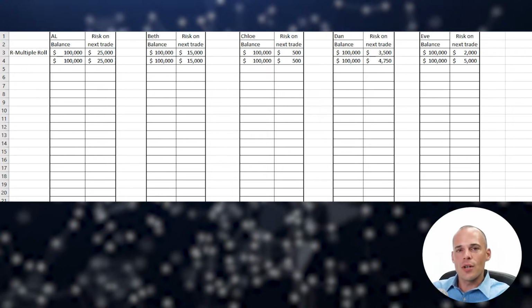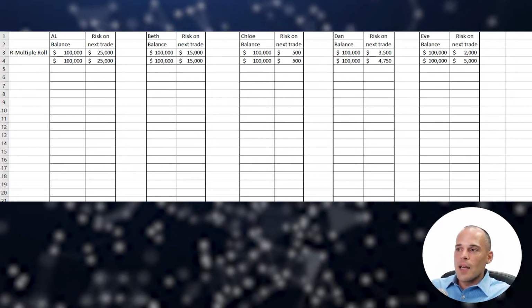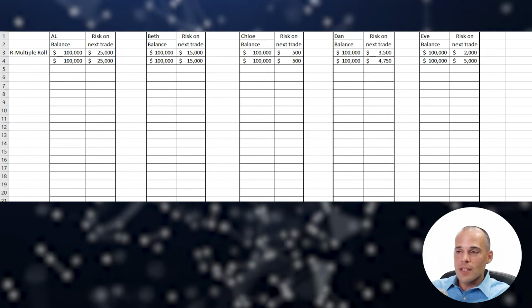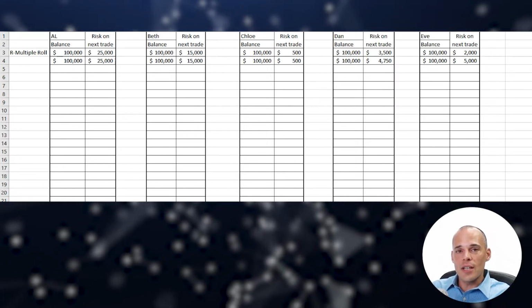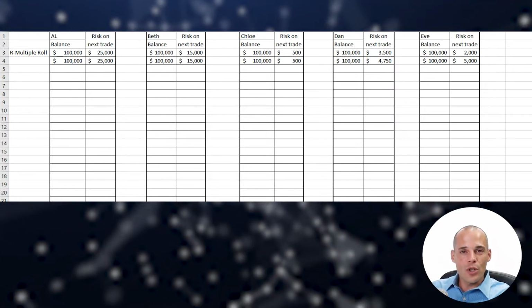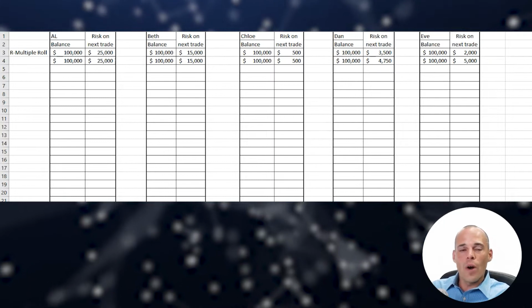Here's how I'm going to demonstrate this. We're going to take an example of 5 hypothetical traders, as you can see their names right here on my spreadsheet. Each trader has a different strategy for position sizing, and I will reveal to you at the end of this session what their strategies were.